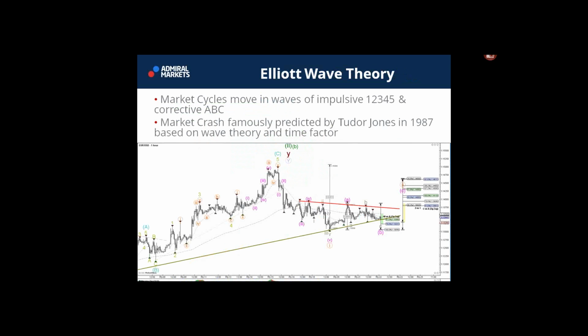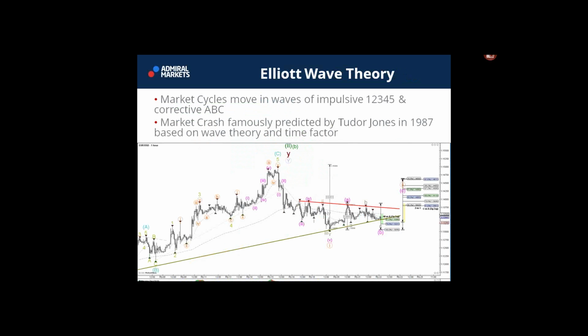Now, a bit about cycles and waves. Basically, you have impulses of 1, 2, 3, 4, 5 and corrections in ABC. So that is how you label those cycles in their basic form. I'm not going to dive into any other rules and guidelines here. We have separate webinars on that, and I encourage you to look at those instead. But those are the basic patterns.